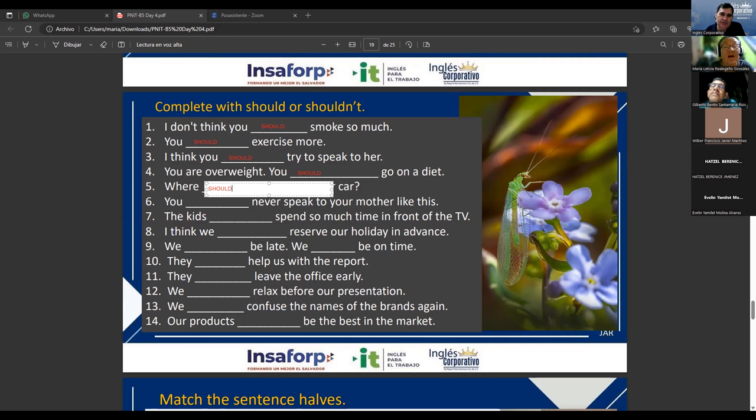Yeah. It's true. Where should we park our car? Should. Where should we park the car?